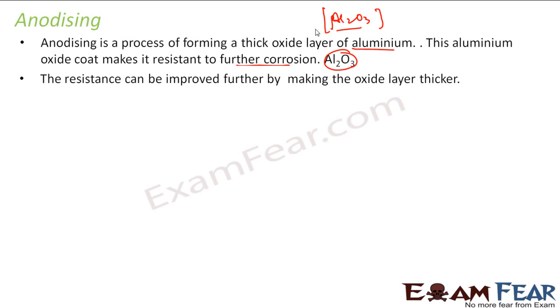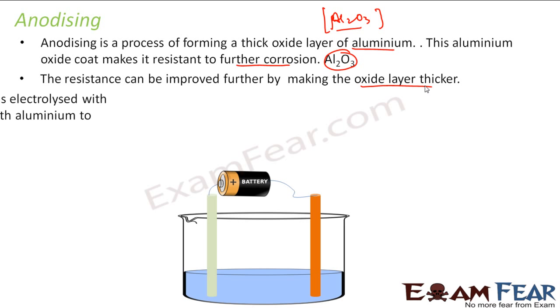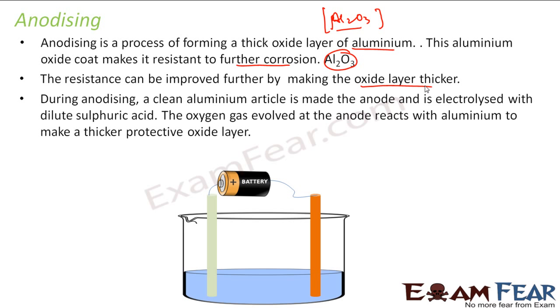So how do we do this? How do we improve the resistance? By making a thick layer of oxide. So the question is, how do we make a thick layer of oxide? To do this, we use the electrolysis process. Here, this is a clean aluminium, that is the anode, this is positive, and this other one is any cathode, doesn't matter. We put some dilute acid in this, maybe dilute HCl.